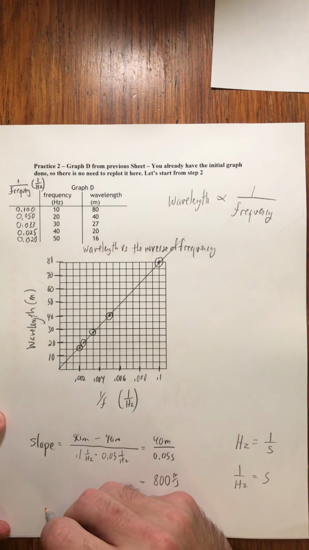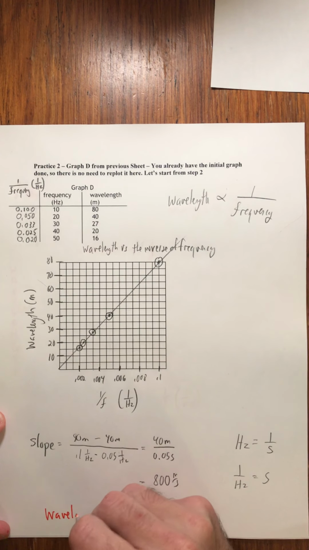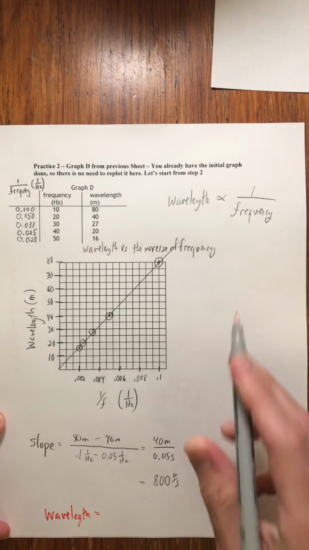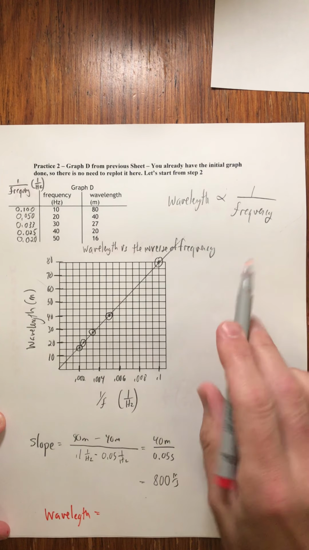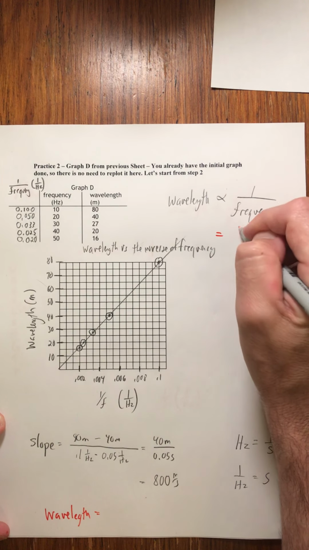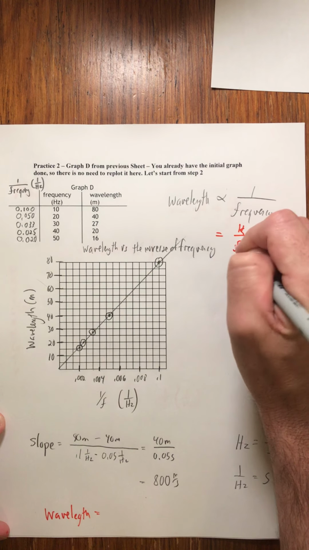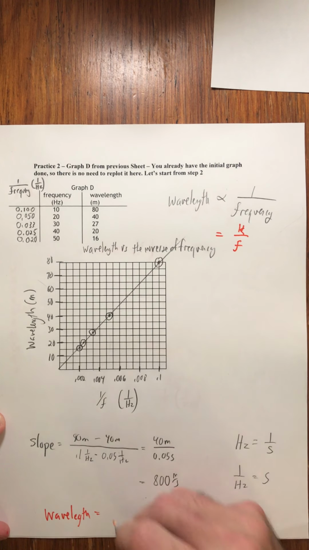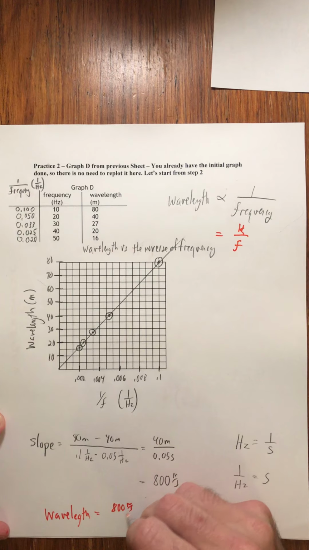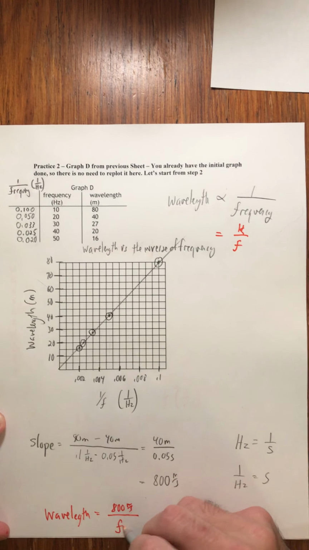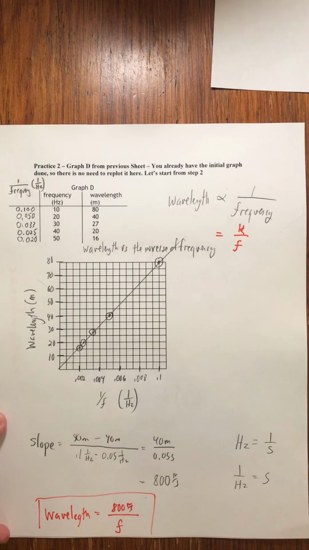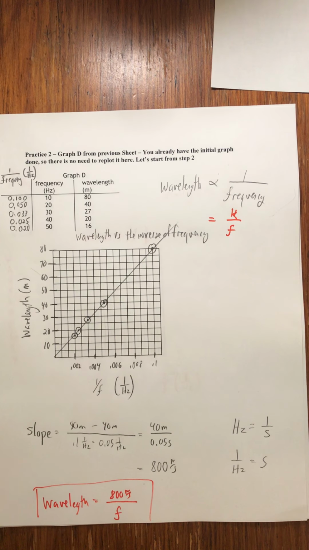So let's make our equation then. Wavelength is proportional to 1 over frequency, so that means it is equal to k over frequency. And k here is 800 meters per second. Then I put in the variable there, box it, and I have my equation. So there you go, a walk through the process, 2 samples of the process.